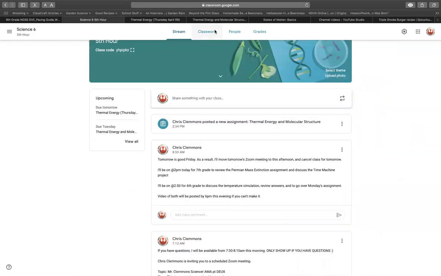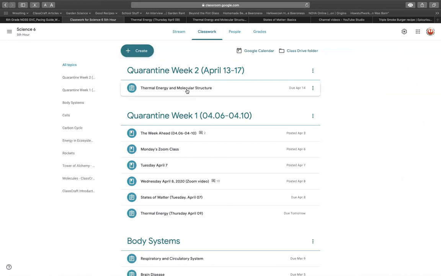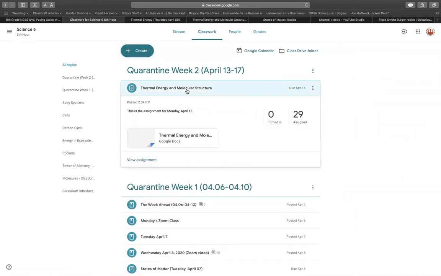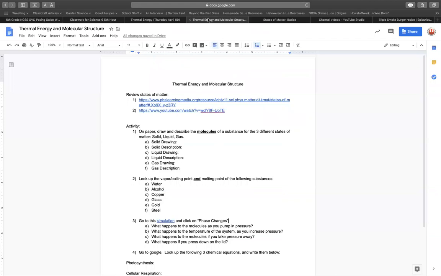Now, what you guys are going to be doing Monday, and you can get started on this now if you want, is a little bit bigger of an assignment: thermal energy and molecular structure. So remember, don't get sidelined by molecular structure. I'm talking about the shape of molecules. Okay, so that's all I'm talking about for molecular structure. Don't freak out.